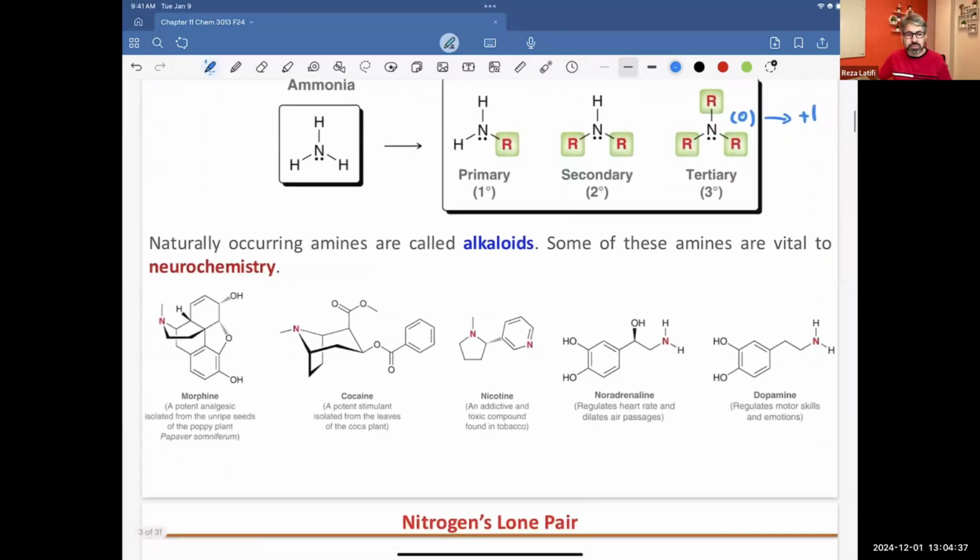And as you see, amine groups are really critical compounds in our body. For example, our body uses them to regulate our heart rate, and also for motor skills and emotions. And like we can see in medicine, they use them, like morphine, to reduce the pain in patients.